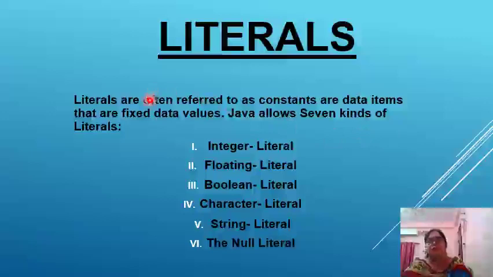Literals or constants. Literals, often referred to as constants, are data items that are fixed data values. Java allows 7 kinds of constants. These are integer, floating, boolean, character, string, and null. In character we show the constant with a single quote, and in string we show it with a double quote. In boolean it is the value true or false. In integer we use whole numbers, whether negative or positive. In floating we use decimal numbers.